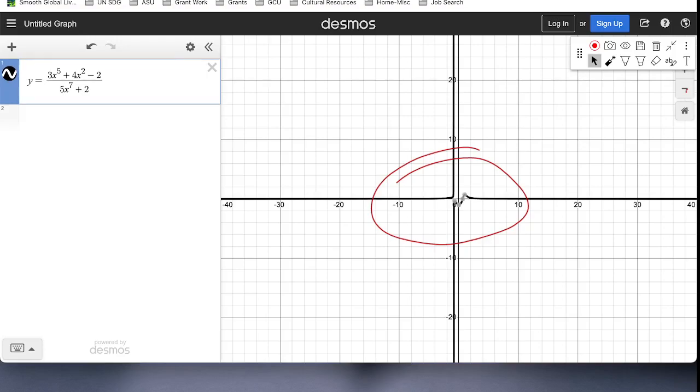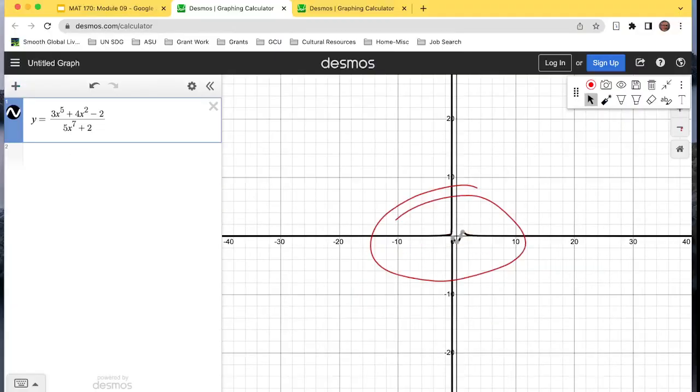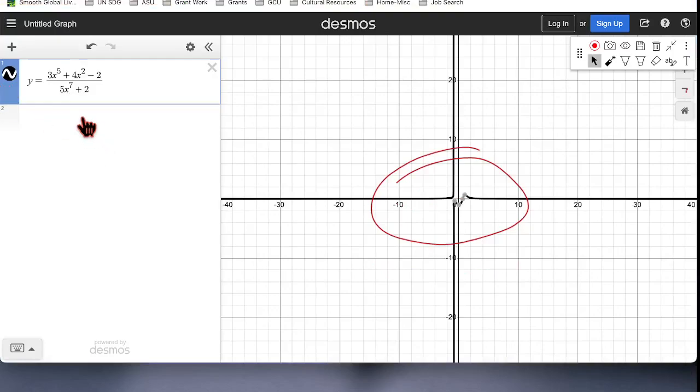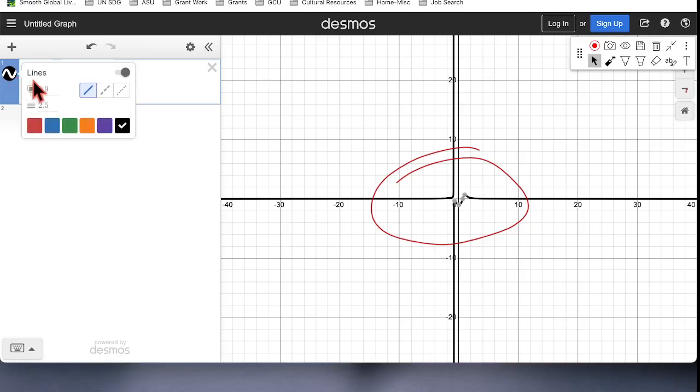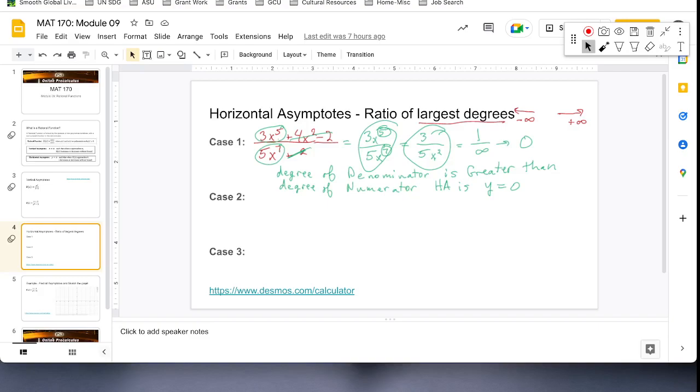I know what I can do. So when I use the pen, it doesn't work, but when I use this is how I can make it work. So notice it's the blue line. It's just getting close there to the x-axis, which is y equals 0. Okay. So that's what's happening there. So that's case number 1. Horizontal asymptotes y equals 0.